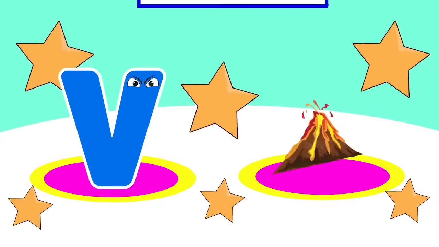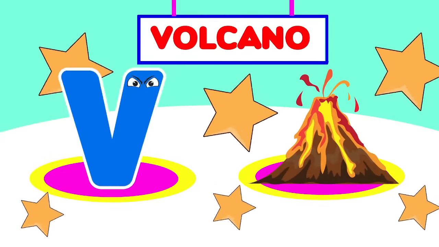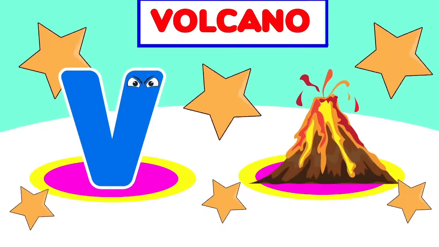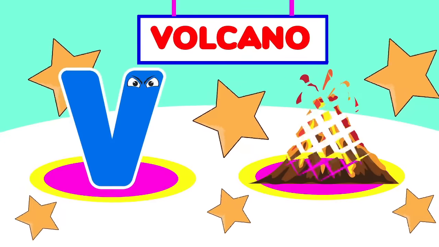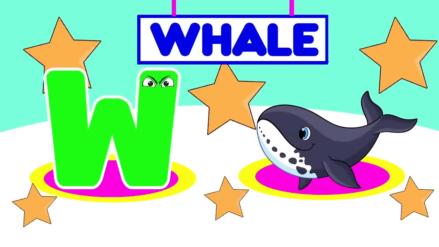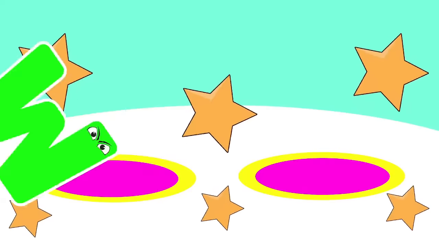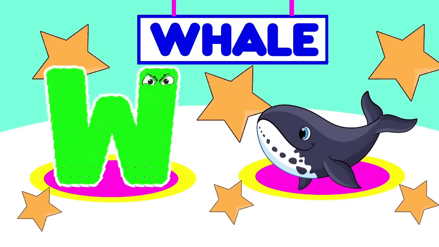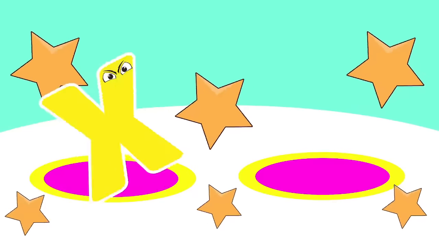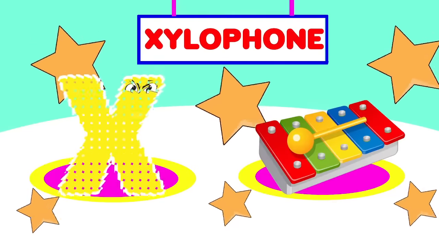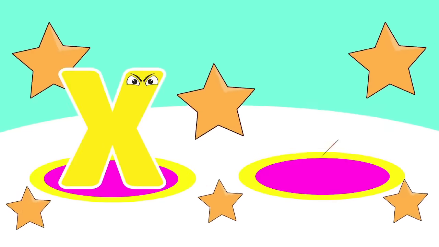V is for volcano, v, v, volcano. V is for volcano, v, v, v. W is for whale, w, w, whale. W is for whale, w, w, w. X is for xylophone, x, xylophone. X is for xylophone.